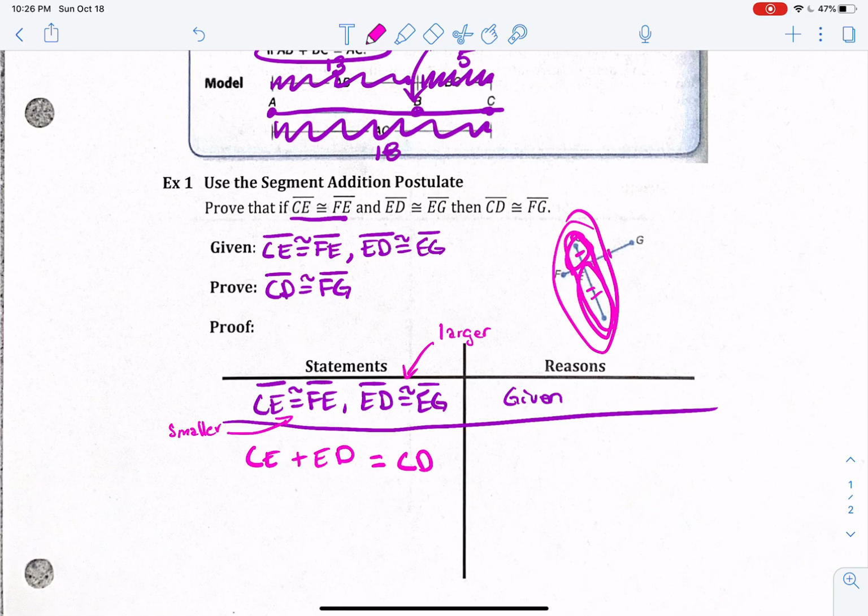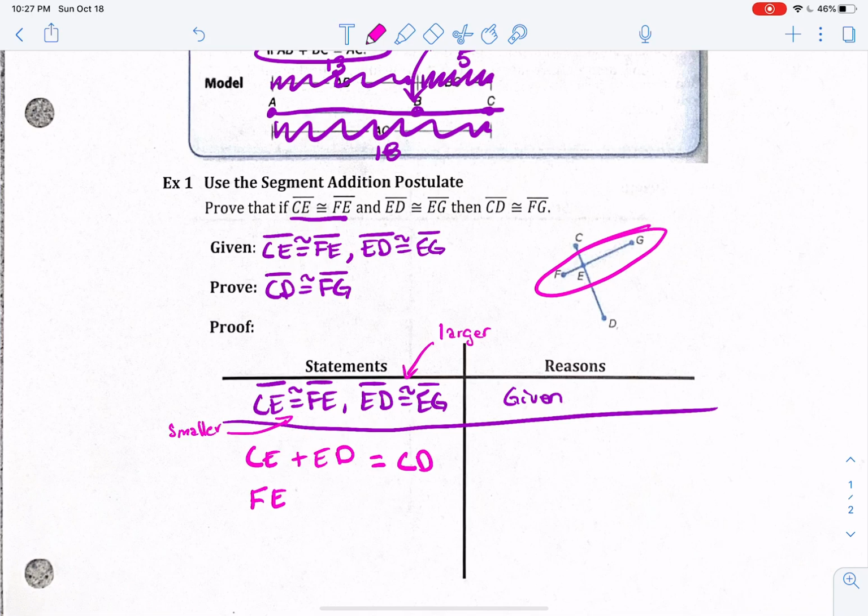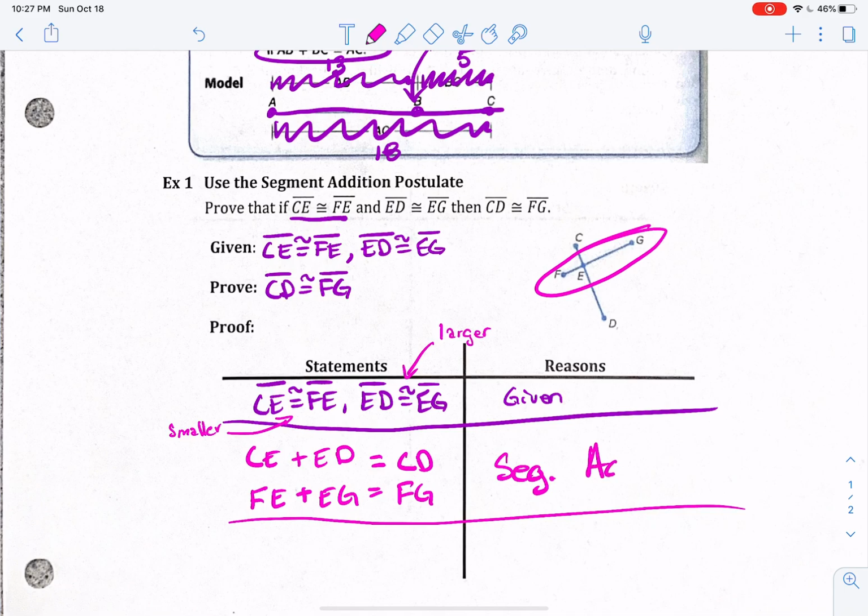Now on that same note, if I talk about the other side, like this segment right here, we can say that FE plus EG is equal to FG. The two smaller pieces added together make up the entire length. And those are both the segment addition postulate.